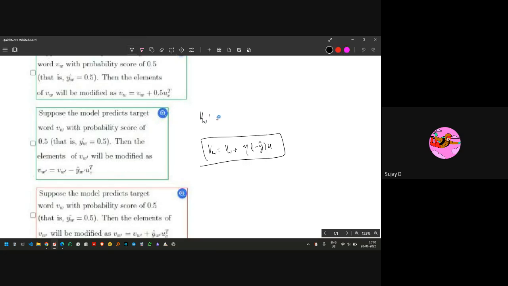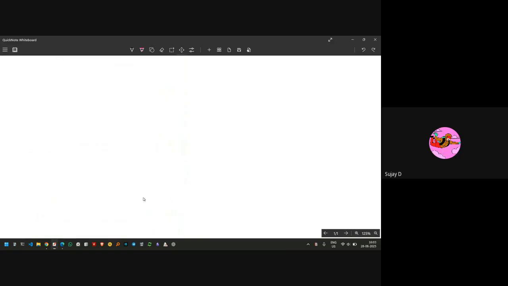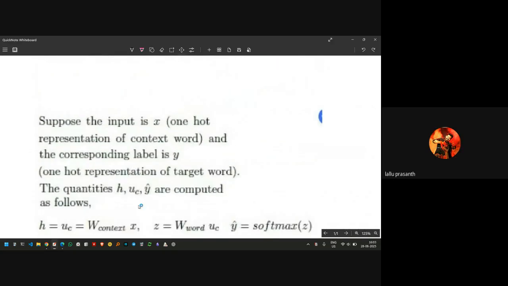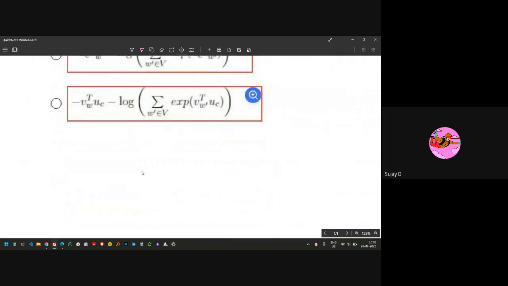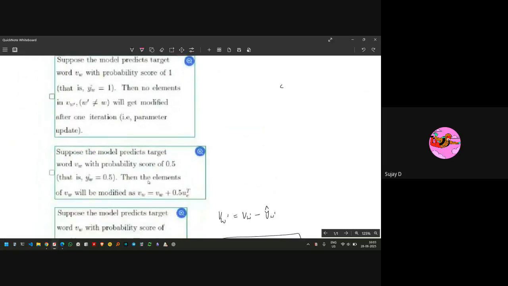VW prime. How is this 0.5 affecting? Like this: VW prime minus y hat W prime. Should be 0.5. No, this W prime is here, but this is W. This is Skip-gram or what? CBOW. CBOW, no. This is CBOW. Yes, again, CBOW. One will be there.